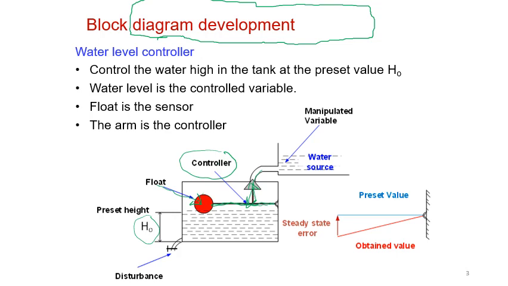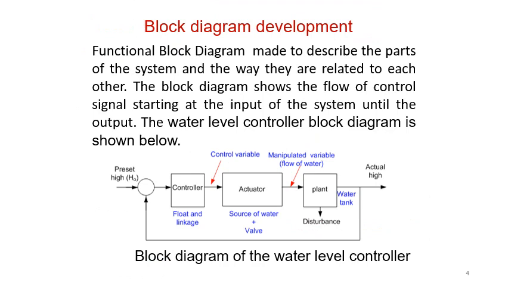Let us look in the next slide at the block diagram, or the development of a block diagram. Here, you will find that we have in our mind a preset value. Preset height means I ask the system to give me a certain height. There is a certain adjustment in the system where I can ask for a certain height. And there is a controller. The controller in our case here is the float with the linkage. Notice it's the linkage which is going to be the controller because it's attached to the valve and is going to close the inlet.